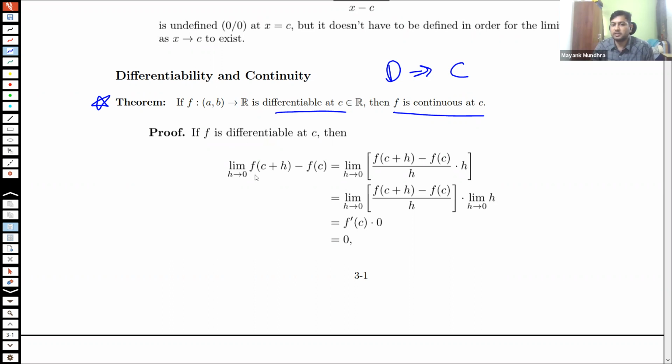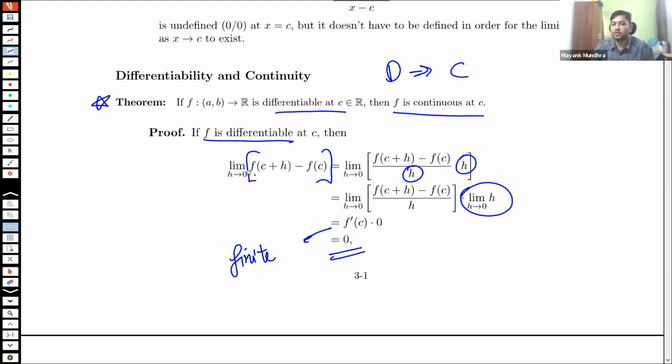So we take the limit of f of c plus h minus f of c. This should be equal to the limit of f of c plus h minus f of c, multiplied and divided by h. And then this particular thing is f prime of c, into 0. Now, if the function is differentiable, then this f prime of c is a finite entity. So something finite into something 0 is going to be 0.